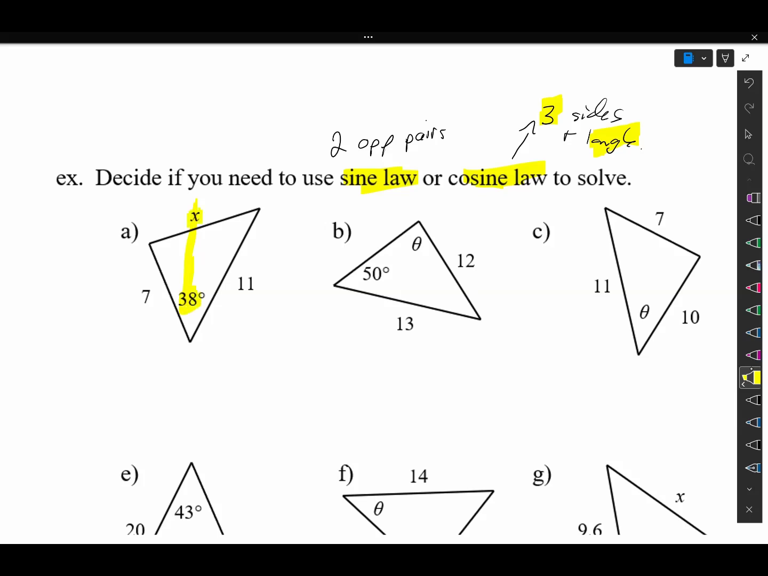You might say, well, this 11 and 7, they kind of look opposite to each other, but we need to be really, really careful. A side length is never opposite to another side length when you're working in a triangle. A side length is opposite to an angle, and because I do not have any other unknown angle right here, what I'm working with are 3 side lengths and 1 angle. That tells us here that we're using our cosine law.